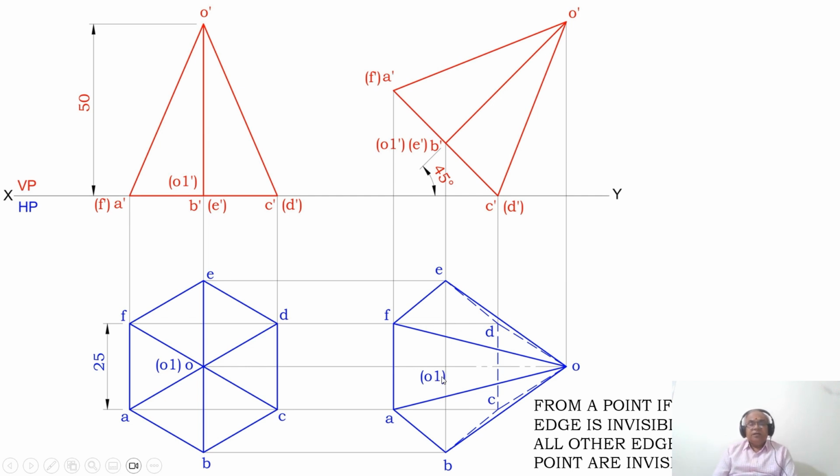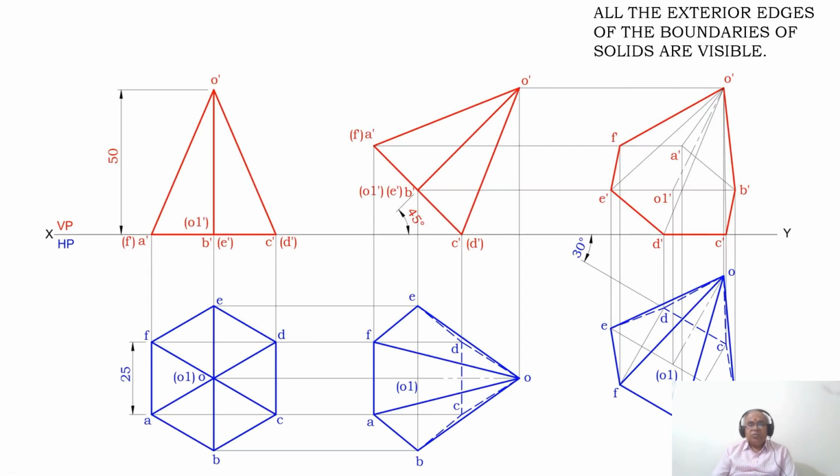Now when you see whether O1 is visible or not, since some portion of the hexagon at the bottom surface is invisible, therefore O1 will become invisible. Join O and O1 with a long dash and small dash, which will form the axis of the hexagonal pyramid.